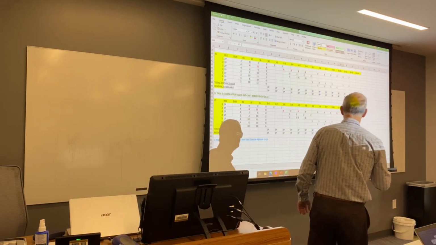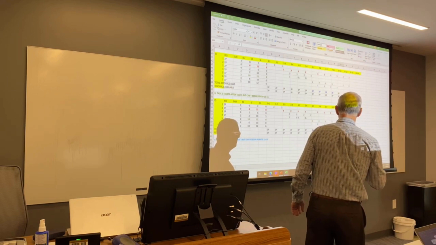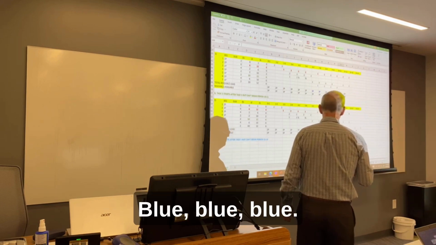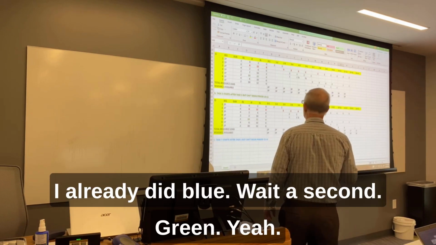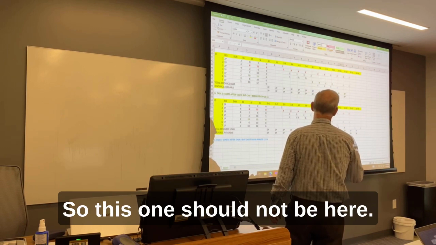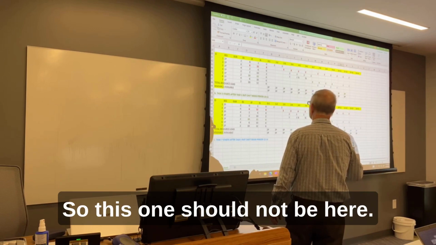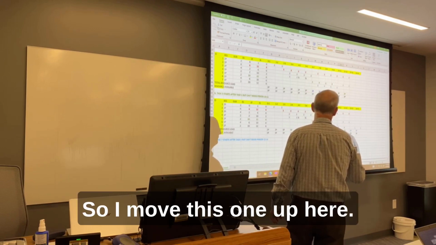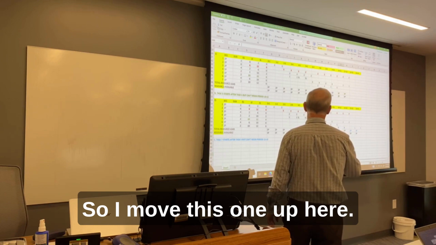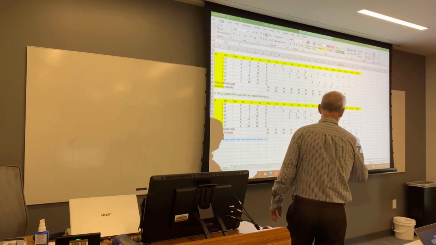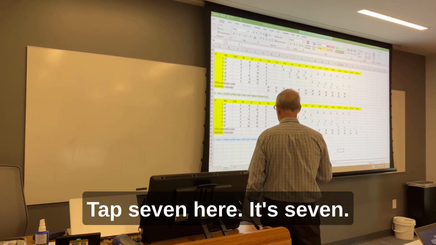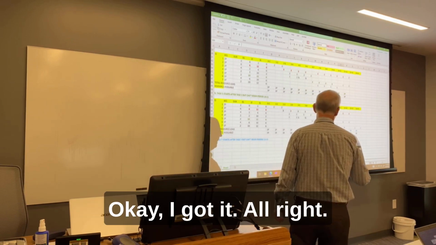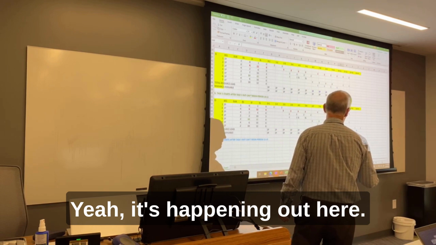Blue. Come on, blue, blue, blue. I already did blue, wait a second. Green, yeah. So this one should not be here. It should be here. So I basically moved this one up here. No, I'm taking it back. It's not blue, it's turquoise. Task 7, here it's 7. Okay, I got it. All right.